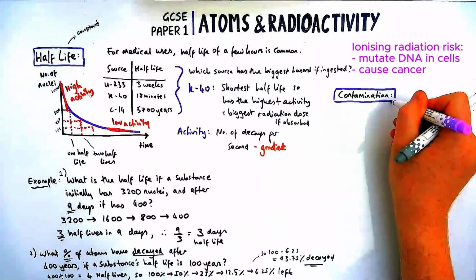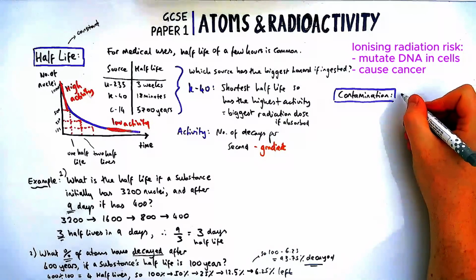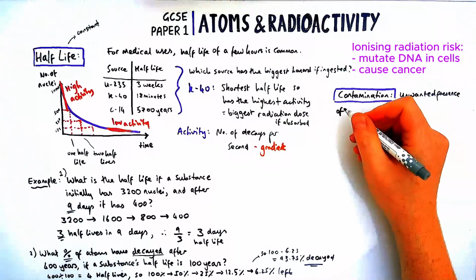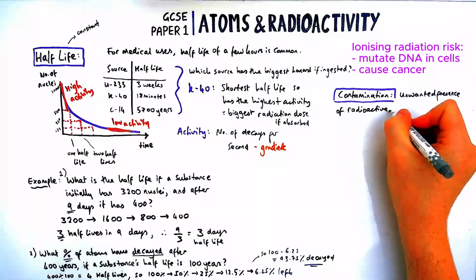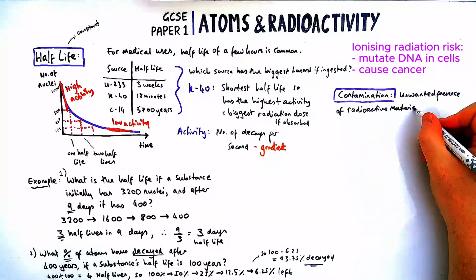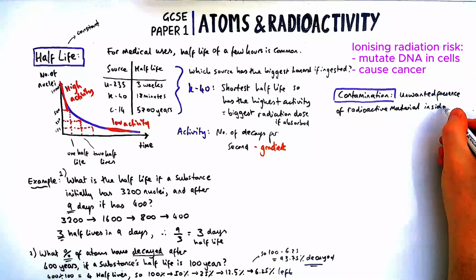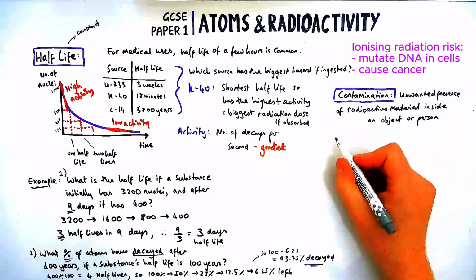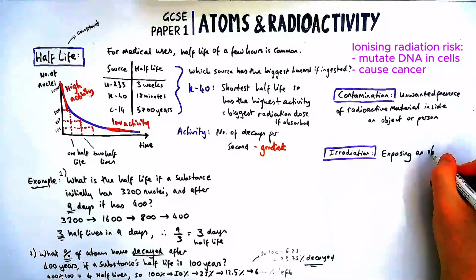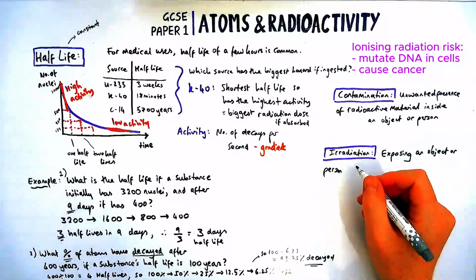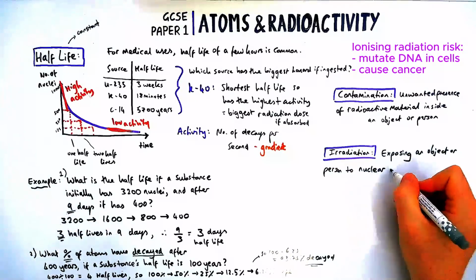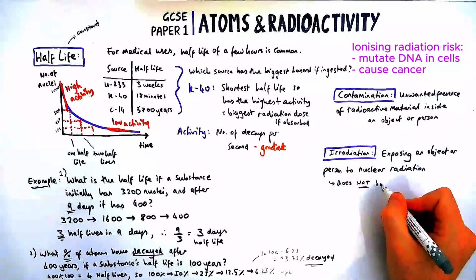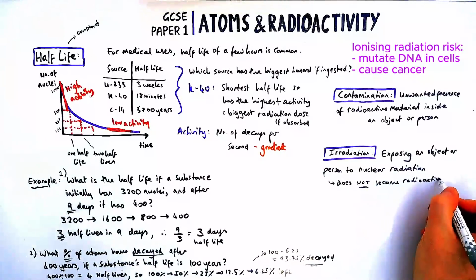Now, talking about hazards from radiation, let's talk about 2 really important key terms, which are contamination and irradiation. When something is contaminated, what it means is that there's an unwanted presence of radioactive material that's inside the object, material, or the person. On the other hand, irradiation refers to exposing an object or a person to nuclear radiation. Note that that does not make the item become radioactive, it's just being exposed to it.